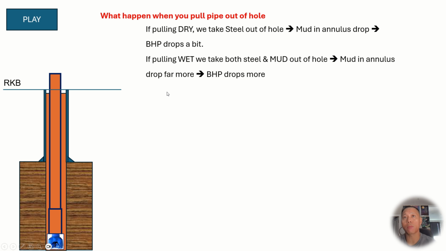First, let's look at what happens when we trip out of hole on dry pipe. We are taking steel out of the hole. That will cause a mud drop in the annulus, and that mud drop will cause a reduction in bottom hole pressure. And what happens if we pull out of hole on wet pipe? We are taking out both steel and mud. So that will cause more mud drop in the annulus, which in turn causes more bottom hole pressure drop at the bottom of the well. So when we trip out of hole, we lose bottom hole pressure.